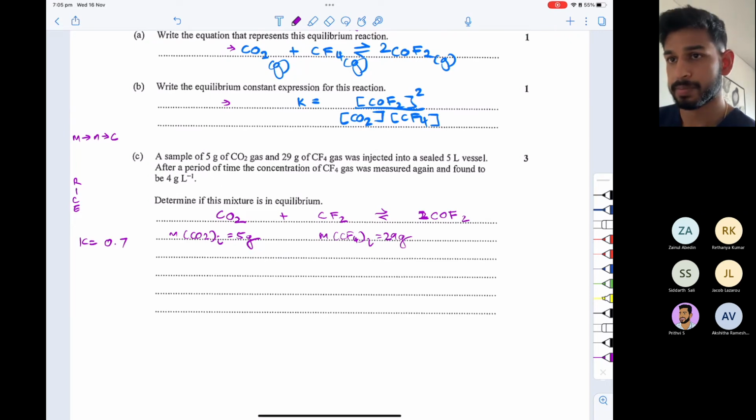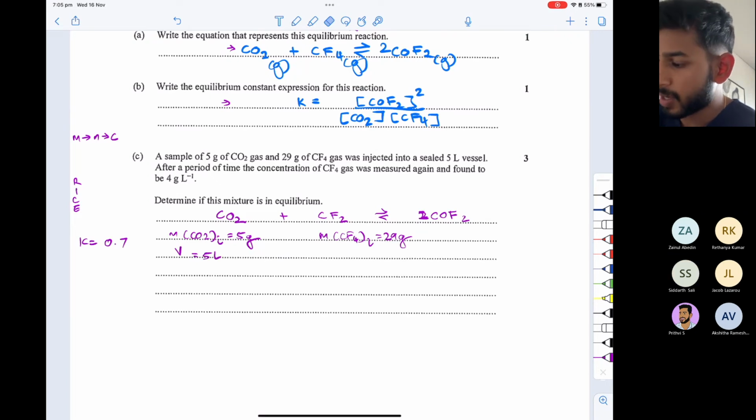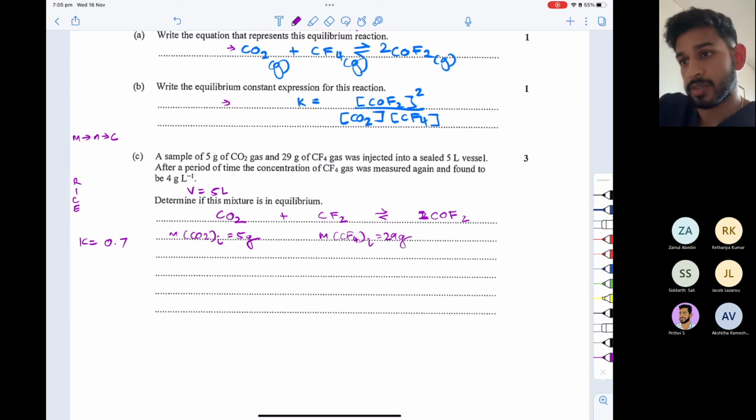What else do we have, Sid? We have the volume of the vessel. Good. You're going to write V is equal to 5 liters, right? In fact, I like to write this separately up at the top. That's because that's V for the entire system. It doesn't matter what substance we're talking about. That gas is spread out in that 5 liter volume. Good. So actually, what are the next steps?